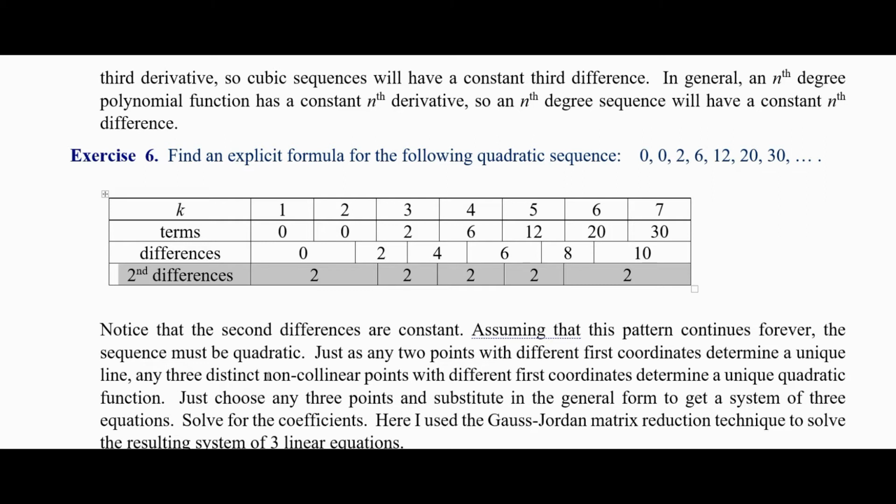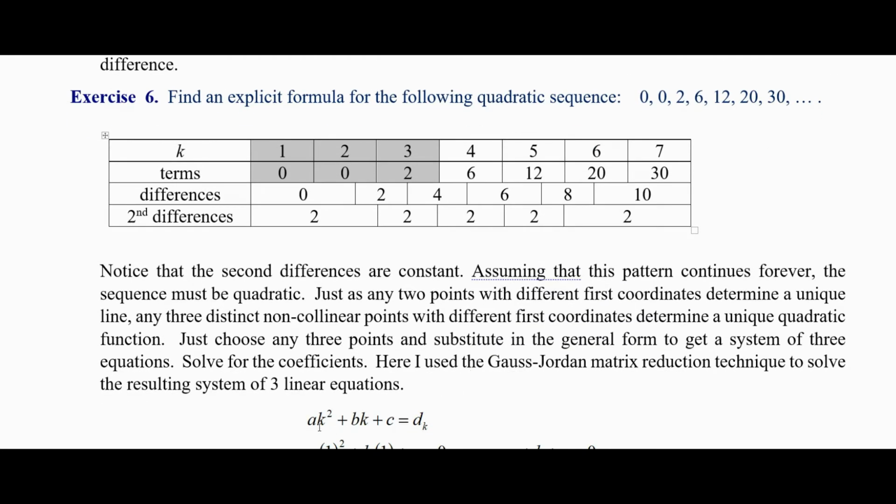Just as any 2 points with different first coordinates determine a unique line, any 3 distinct non-collinear points with different first coordinates determine a unique quadratic function. Choose any 3 points and substitute in the general form to get a system of 3 equations. Solve for the coefficients. So in other words, I'm going to take these first 3 points. If we get a quadratic function through those 3, it's going to automatically hit these other 2 because of the pattern we have, and the other infinitely many points in the sequence.